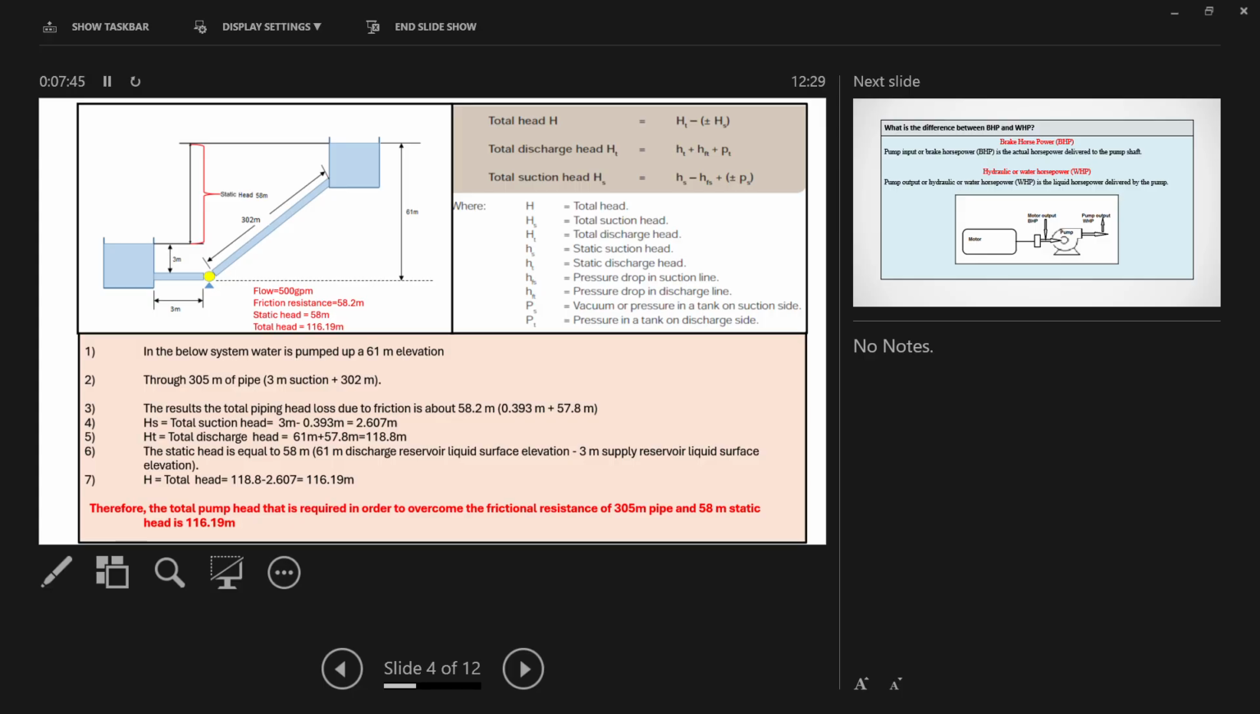118.8. Similarly, the static suction head I have already explained, that is 61 minus 3, and the suction head also we have explained, that is 3 minus the pressure drop of the suction line, which is 0.393, that is 2.607. So total head is equal to HD minus HS, that is 118.8, the total discharge head, minus the total suction head of 2.607, which is 116.19. This is how the 116.19 has come. This 116.19 will be used for calculating the pump power, the discharge power and the required power.